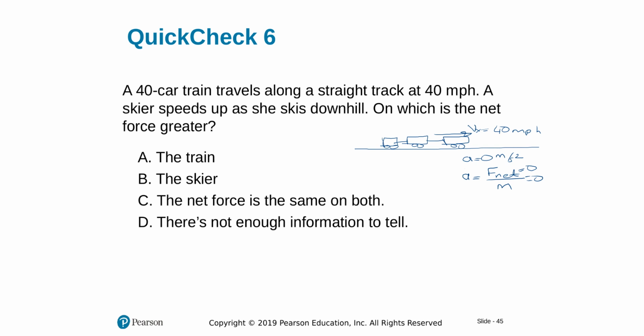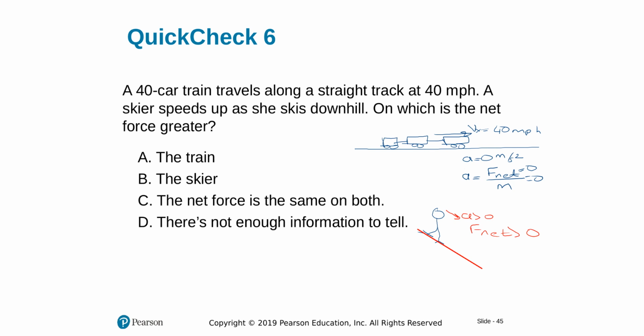A skier speeds up as she skis downhill. So we have a skier. Good luck with drawing that, but I'm gonna try to draw that. She's skiing downhill. Let me draw that a little bit better with a straight line. So she's accelerating downhill. There is an acceleration here. It's not 0. That means there is a F net on her, and it's not 0. It's larger than 0. That's all the information I can get.